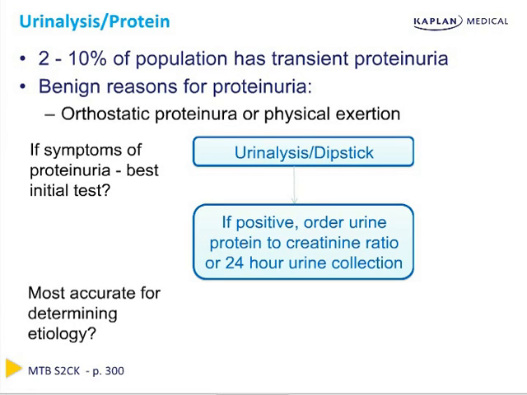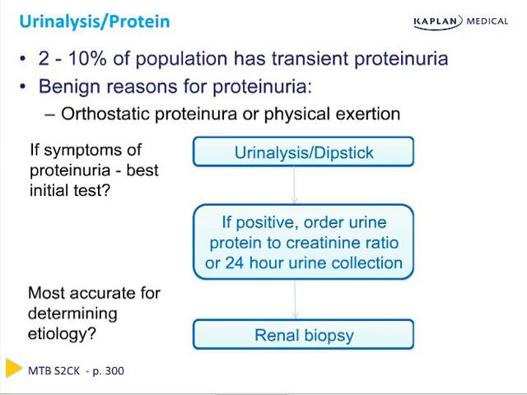Back to test A. What's the most accurate test for determining the etiology of why protein is being lost in the urine? The correct answer here is renal biopsy. Taking a look at the tissue under the microscope is the best way to figure out why the protein is being lost in the first place.